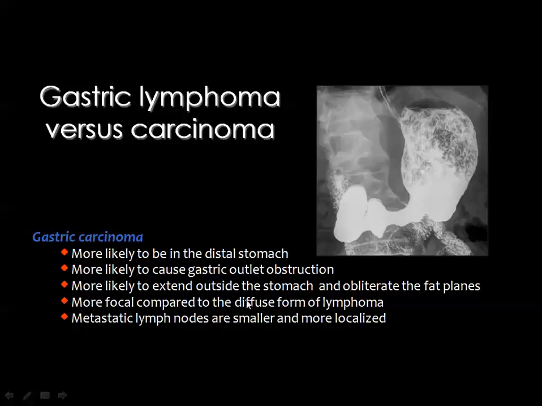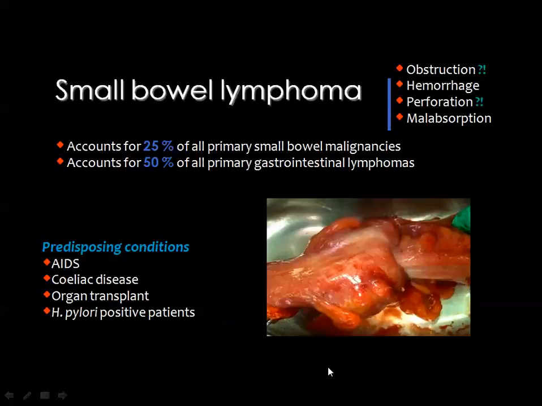where lymphoma is more diffuse. The metastatic nodes of gastric cancer are usually small and necrotic, but lymphoma nodes are usually bulky, homogeneously enhanced, and do not contain areas of necrosis. Small bowel lymphoma represents about 25% of all primary small bowel malignancies and 50% of all the primary gastrointestinal lymphoma.